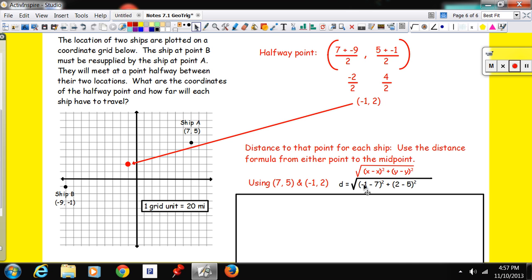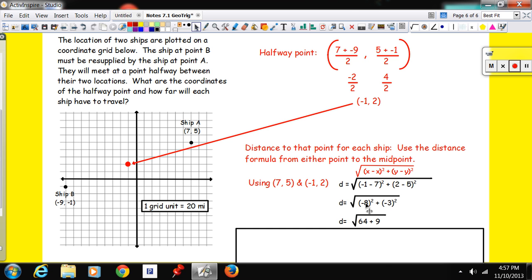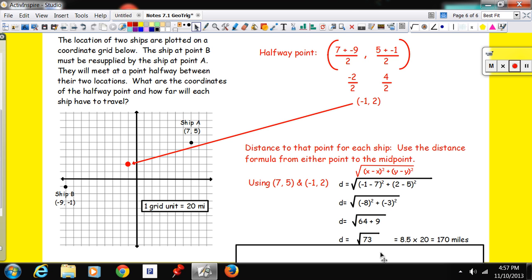So I'm going to do my x -1 minus my x 7. So -1 minus 7 squared. 2 minus 5 squared. Now that's going to give me a -8 squared, a -3 squared. It's going to give me a 64 and a 9. Square root of 73, which comes out to be about 8.5 units. So to get from here to here is about 8.5 units.